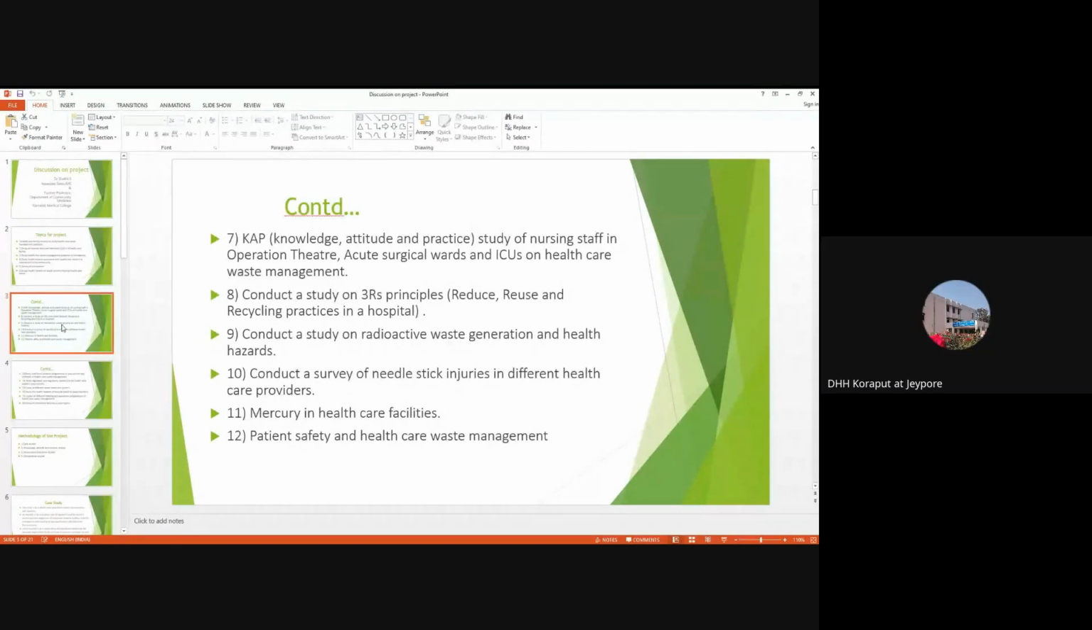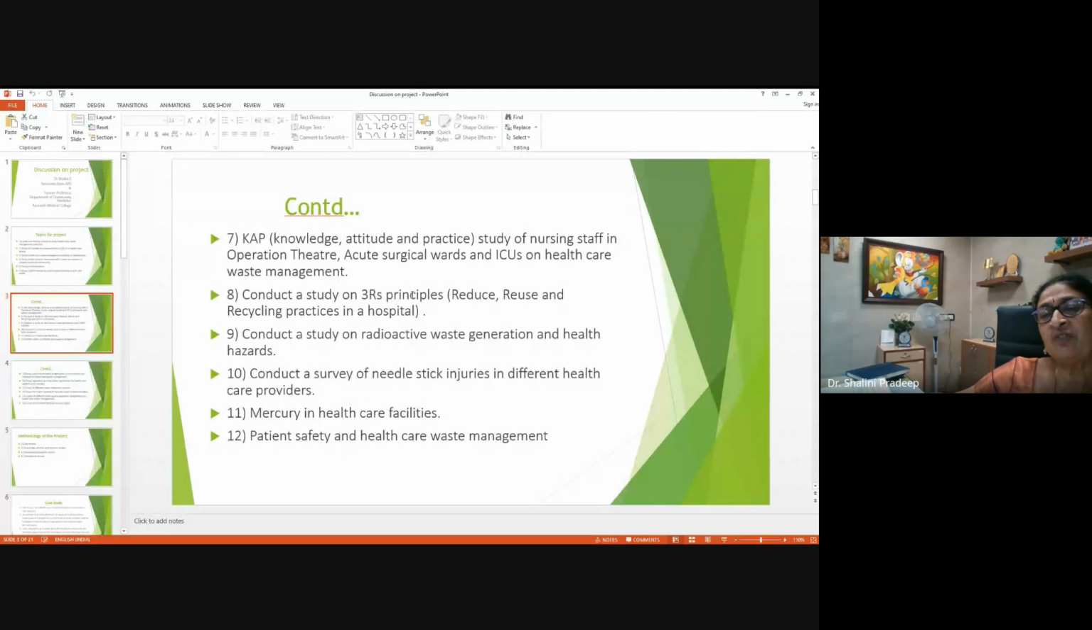Yes, ma'am. You can do it. It need not be in all the 3 areas. It can be in one area only. So even if you have a sample size of around 30, that's more than sufficient. You have nursing staff in the operation theater who are always on shift duties, isn't it? So in the operation theater, you may be able to get around 30 staff nurses on various shifts.